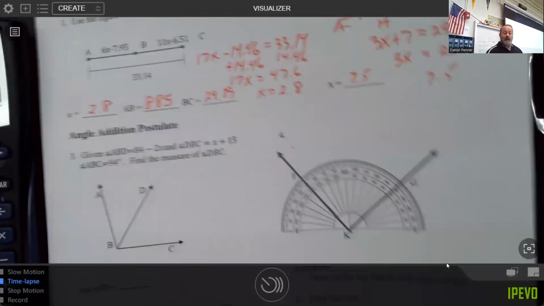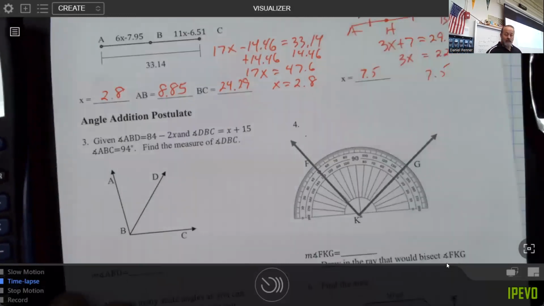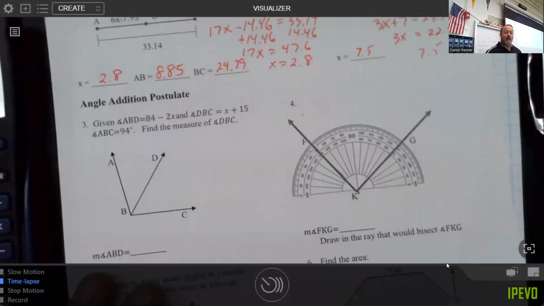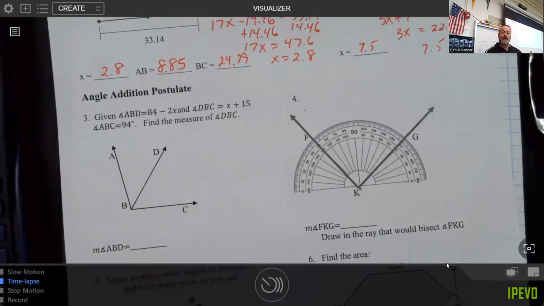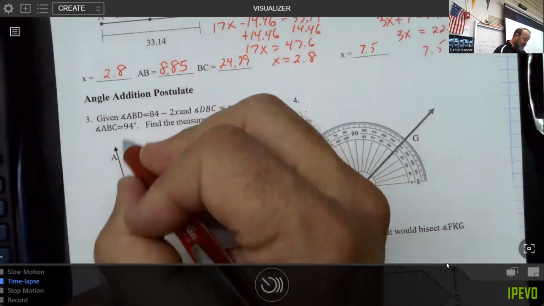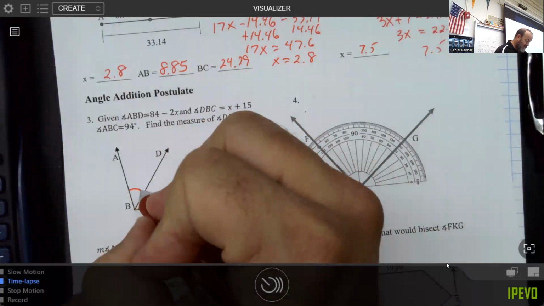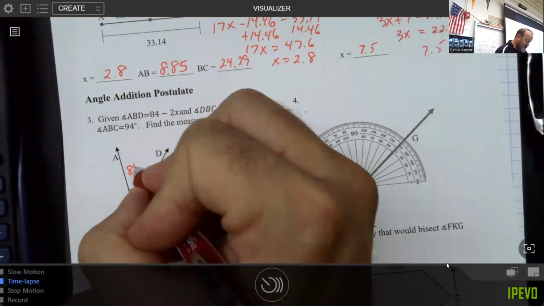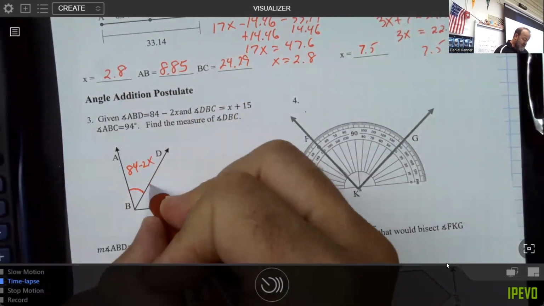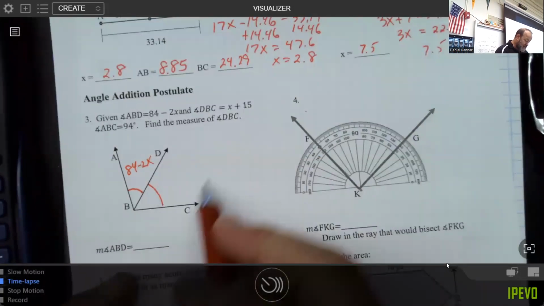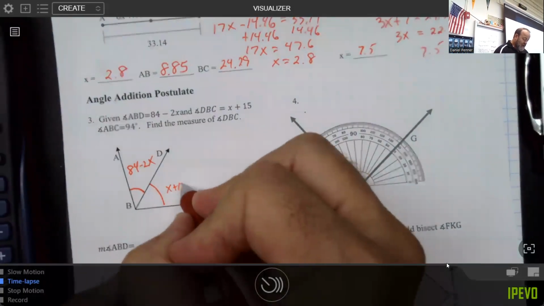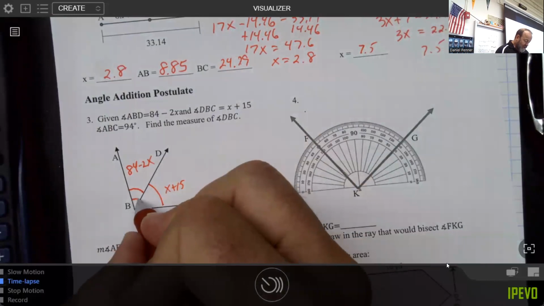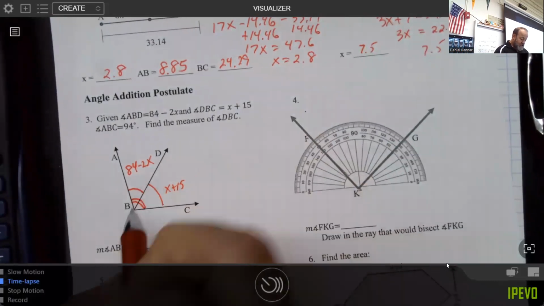Now, the angle addition postulate is very, very similar. And I notice a lot of you guys in class are just not getting into the hang of actually using the diagrams that you're provided very well. Make sure that you take the time to put the stuff in there. So angle ABD, which is this angle right here, is 84 minus 2x. The angle right here, it says that DBC, this angle is x plus 15. And it says that the whole thing right here is 94.